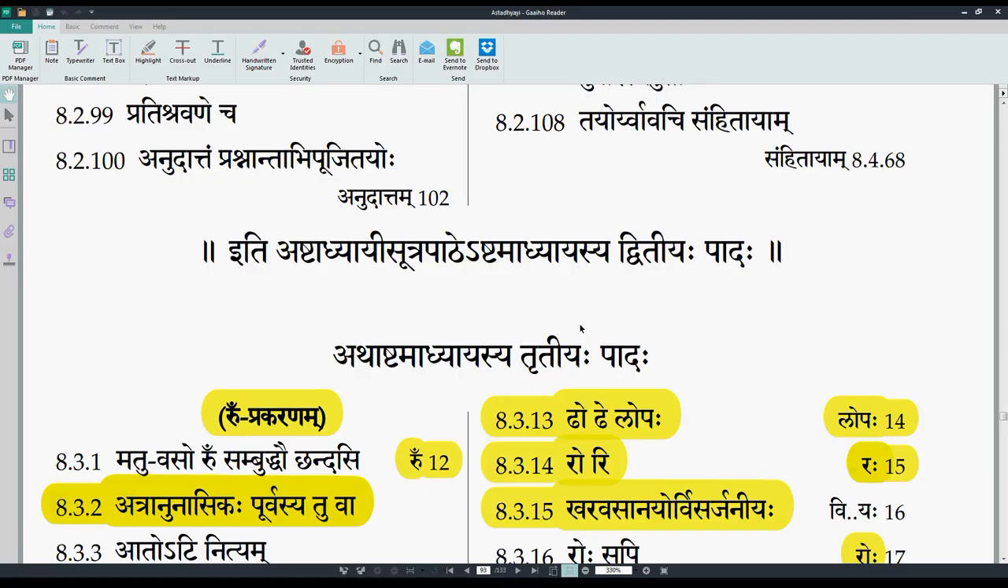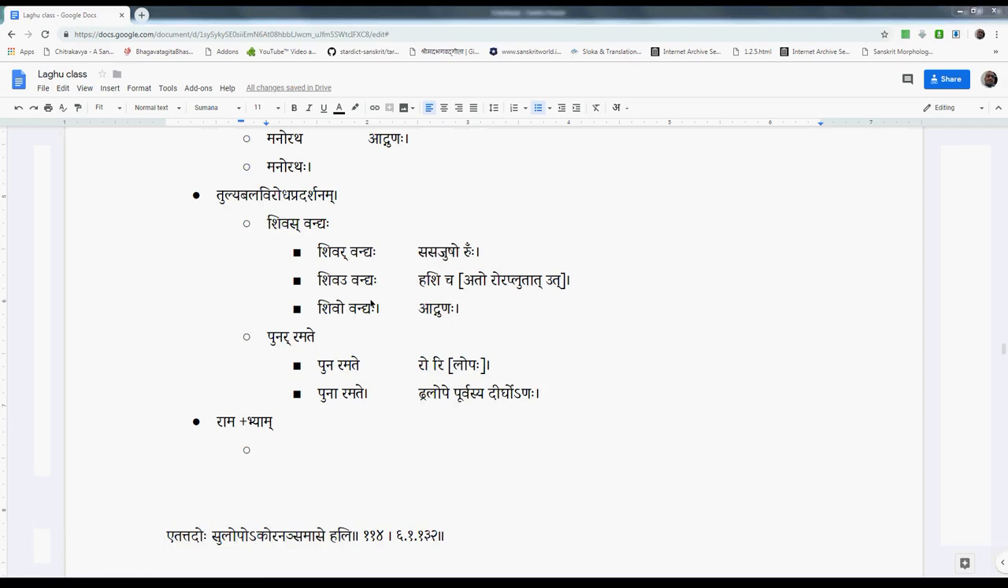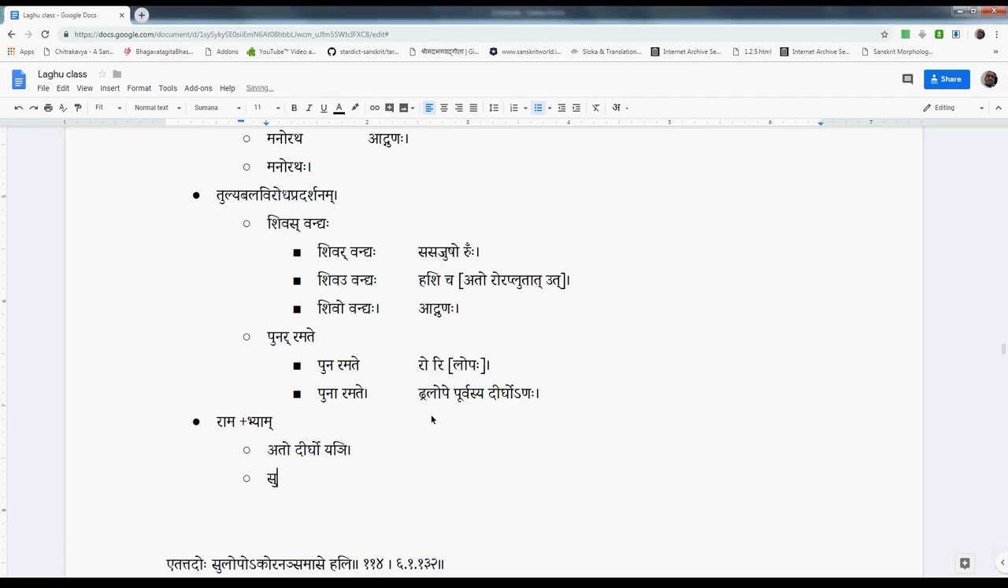There are two sutras which are applicable. Ato Dirgo Yani. There is a sutra. I'll just mention this sutra and then we'll see. Ato Dirgo Yani. I had explained this sutra when explaining Tadadi and Tadanta Vidhi. And then there is another sutra, Supicha. Supicha Dirgha. These are one after the other.